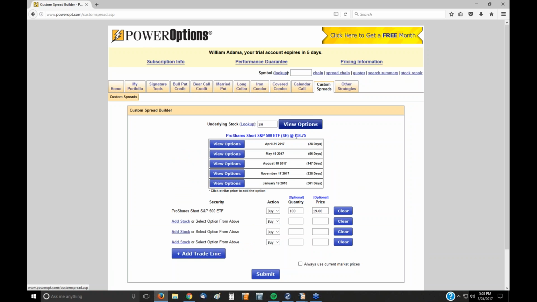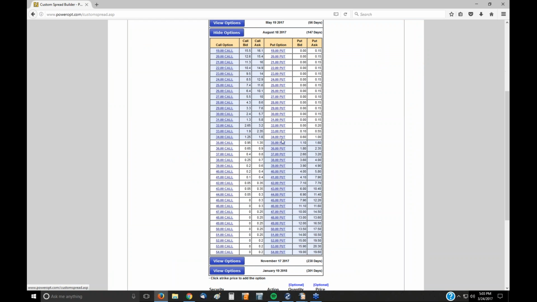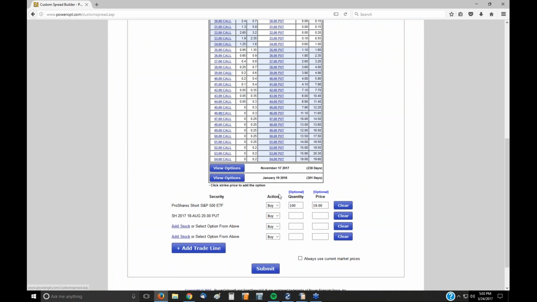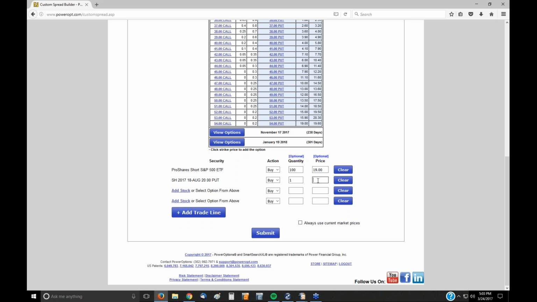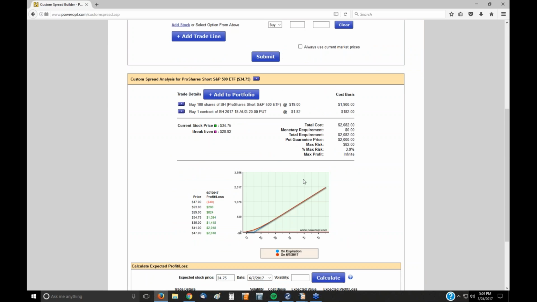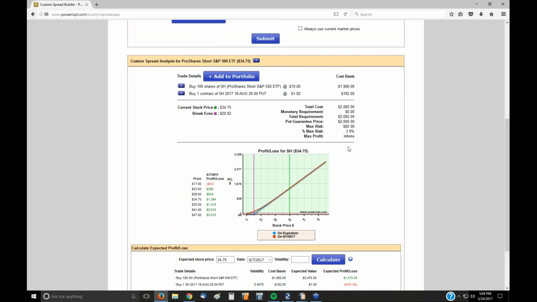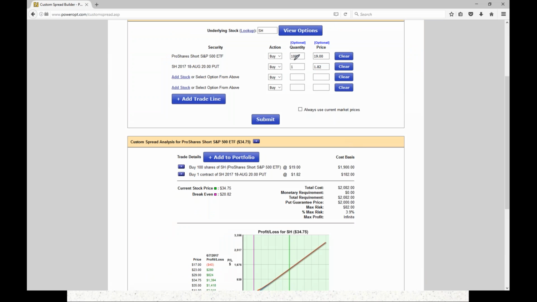See, it's still up at 34.75, so this isn't going to make a lot of sense, but let me add a 20 put in here at 1.82. All right, so here was essentially the married put I had. Now, when that reversal happened, this 100 shares of stock went to 50 shares of SH at $38 per share. What I couldn't figure out is when I went to my broker, I'm still holding a 20 strike put.